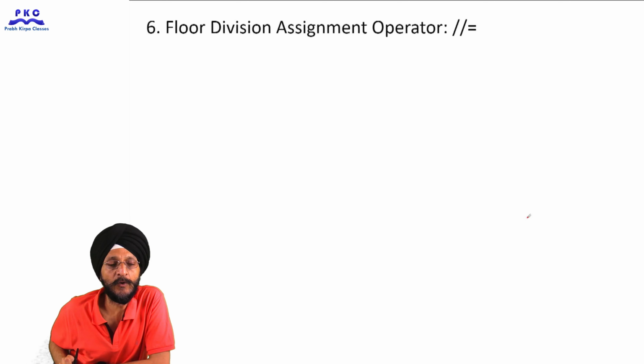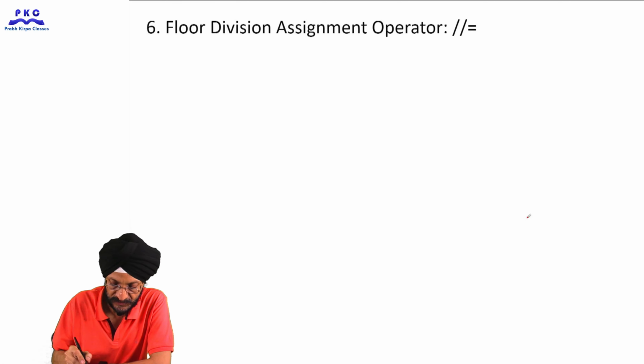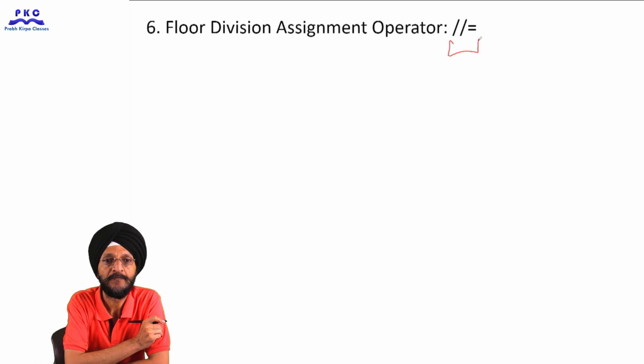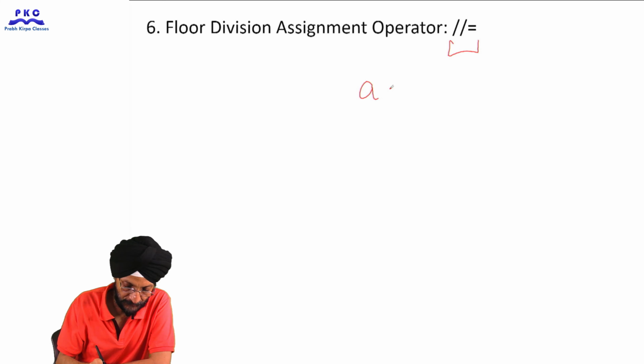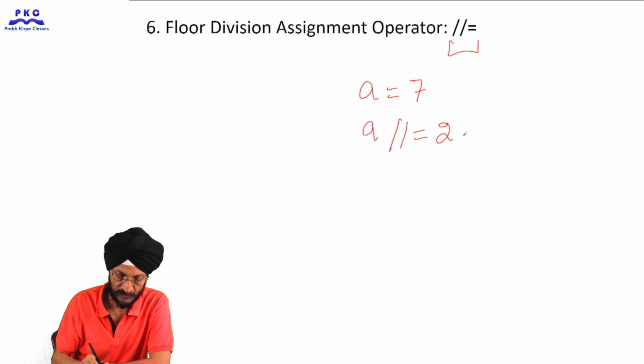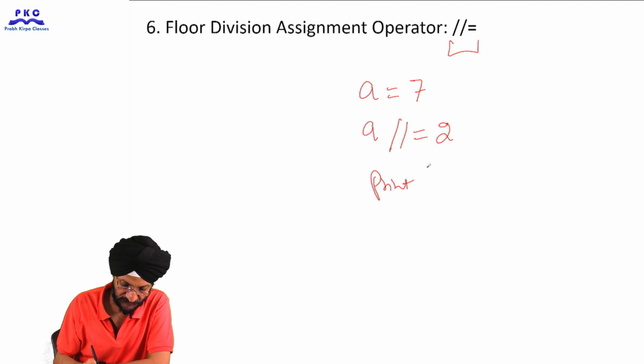So here now comes the floor division assignment operator. This is the floor division assignment operator. If we write a is equal to 7 and then write a floor division is equal to 2, now we use print, what will be the output?